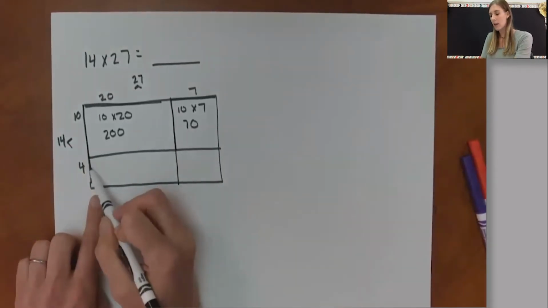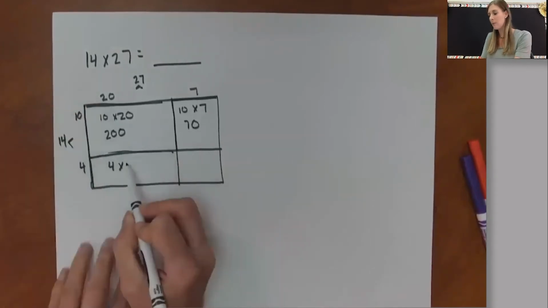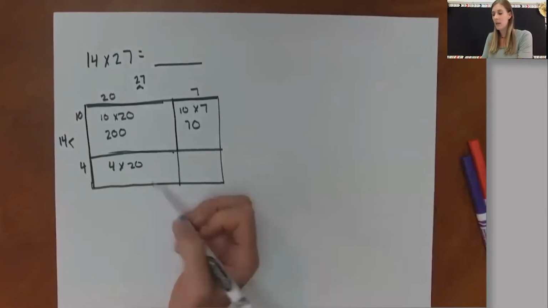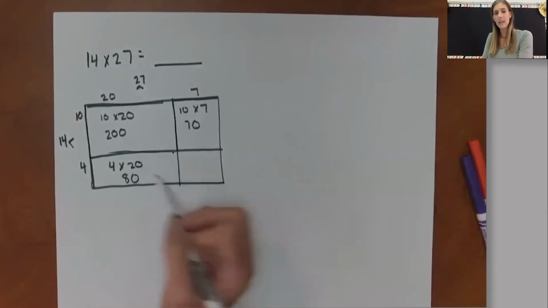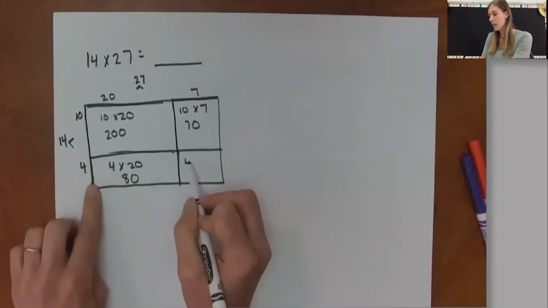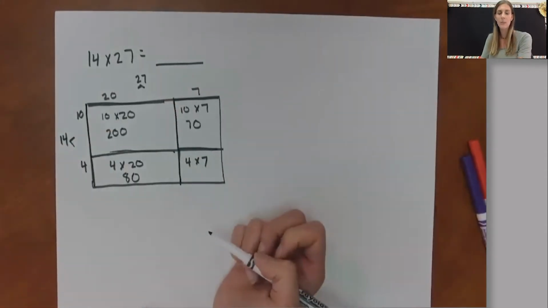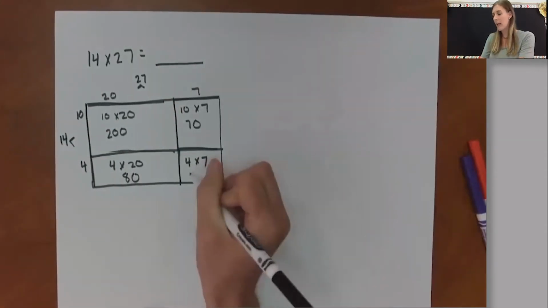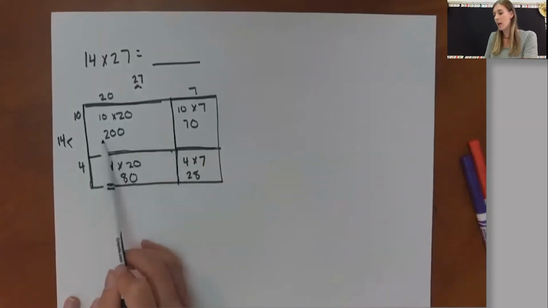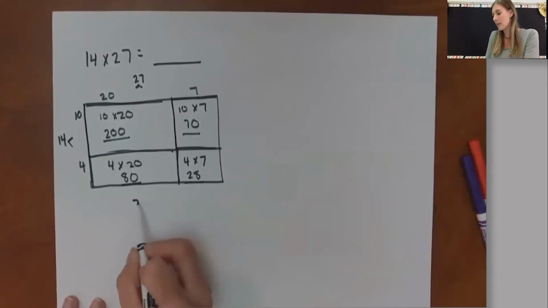Down here, our length is 4 times our width is 20. I know 4 times 2 is 8, so 4 times 20 is 80. Excellent. And then our last one, our length is 4. Our width is 7. A basic fact, 4 times 7 is 28. Excellent. And then we need to go through and add up our partial products. 200 plus 70 plus 80 plus 28.